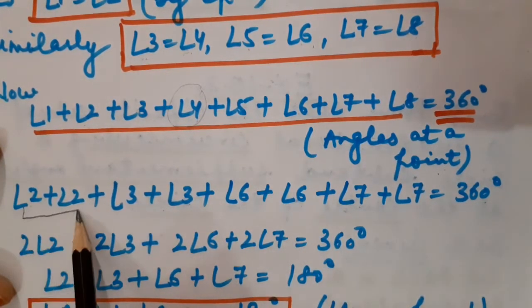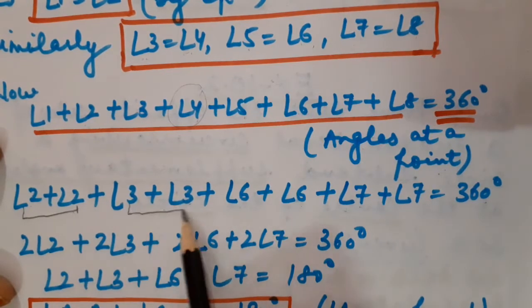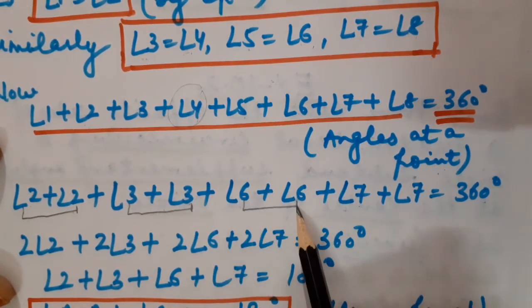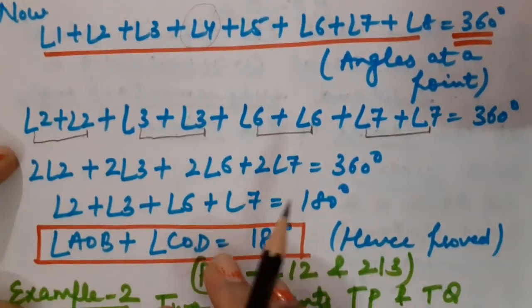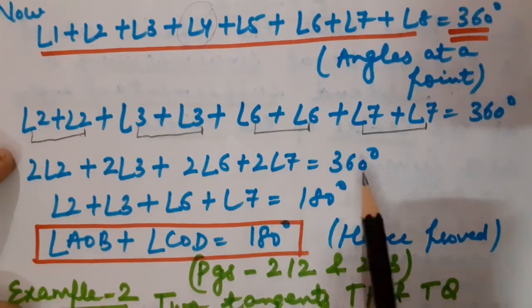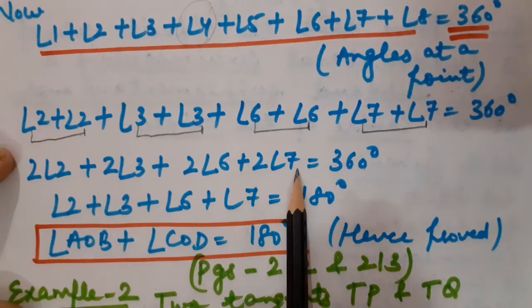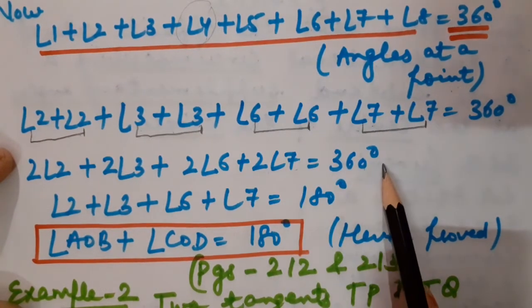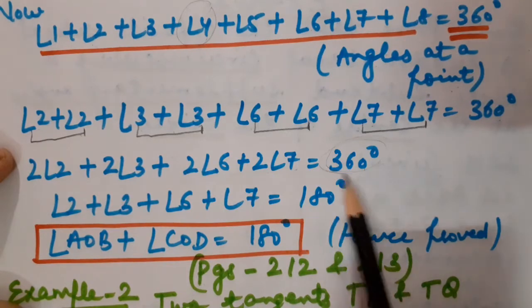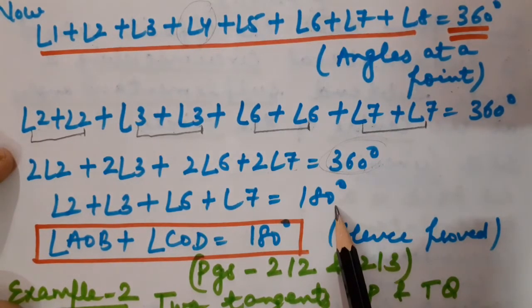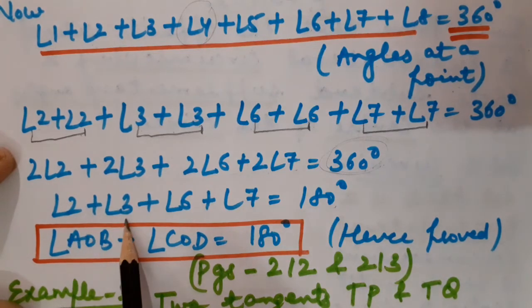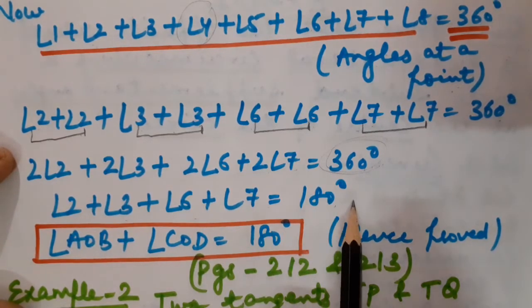Now children, twice of angle 2 plus twice of angle 3 plus twice of angle 6 plus twice of angle 7 must be equal to 360 degrees. Correct? So if I take 2 common, that 2 will go to the right-hand side and divide the 360. So I will get 180 degrees. So angle 2 plus 3 plus 6 plus 7 is equal to 180 degrees.